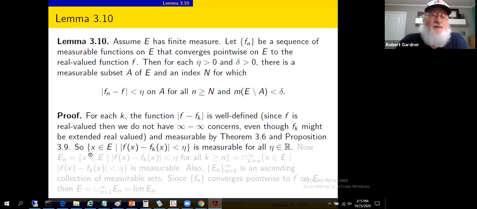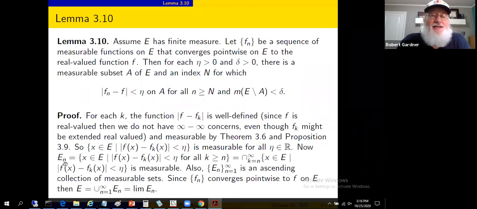So if we look at the x values in the domain of the functions, such that f of x minus f sub k of x, absolute value of, is less than eta, that's a measurable set for all eta, a real number. Definition of measurable. I'm using the fact that this function here, absolute value of f of x minus f sub k of x, is a measurable function as we just observed. So I know that function less than any real number, call it c or eta, produces a measurable collection of x values. That's what the definition of measurable function was. Since this is a measurable function, then those are measurable sets. Okay.